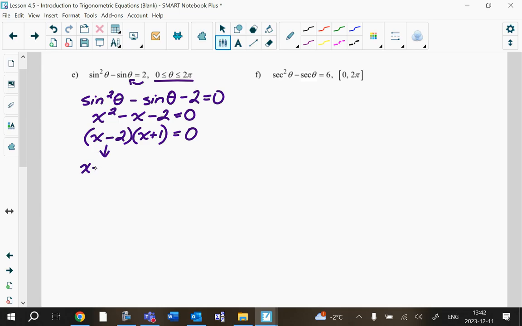Set each factor equal to 0 and solve for x to get your solution. So x is 2 from this factor. X works out to -1 from this one. And then replace x back with sine theta.